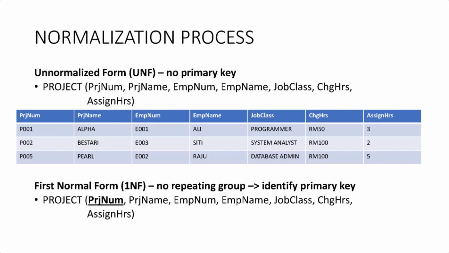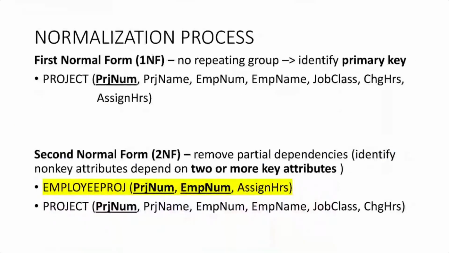All the other attributes, project name, employee name, job class, charge hours, and assigned hours, depend on the key attribute, which is project number. We have a first normal form project relation schema, and we have identified the primary key, project number here, and we underline it. The other attributes are project name, employee name, job class, charge hours, assign hours. But this is in first normal form, and we have to change it to second normal form because we can see that there is a partial dependency here.